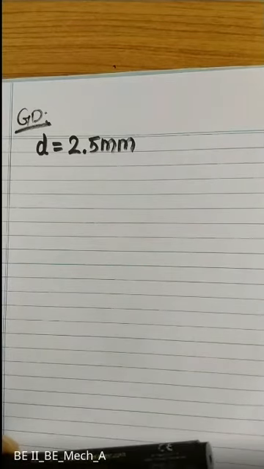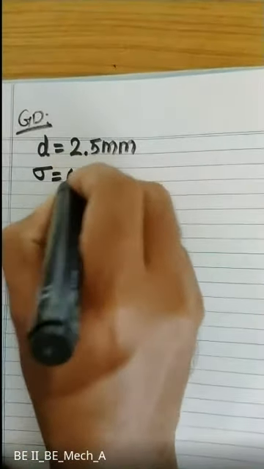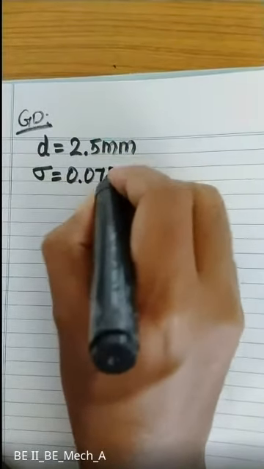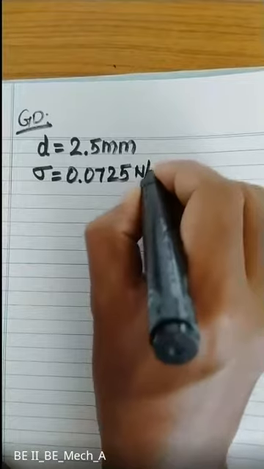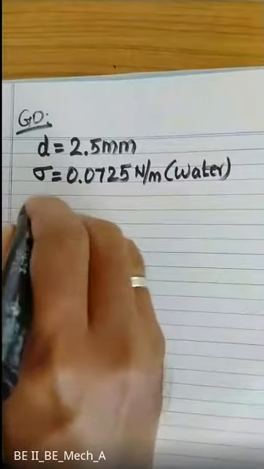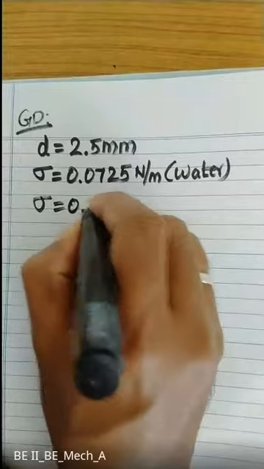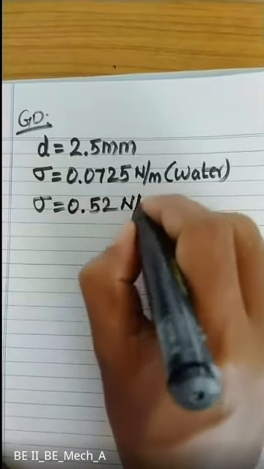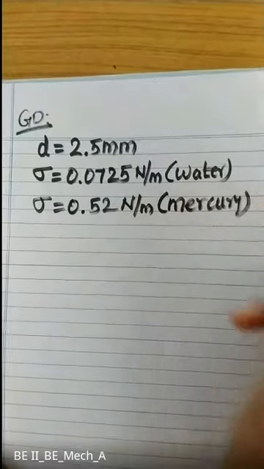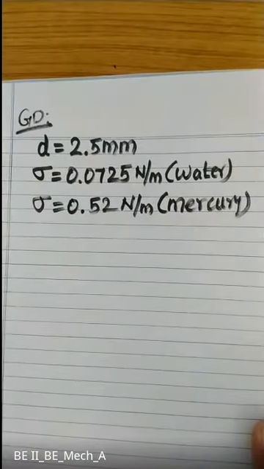Take surface tension sigma is equal to 0.0725 Newton per meter. This is for water, right? Similarly, you have another surface tension. The surface tension will vary for different liquids. So it is 0.52 Newton per meter. Here it is for mercury. So this sigma value is for mercury.